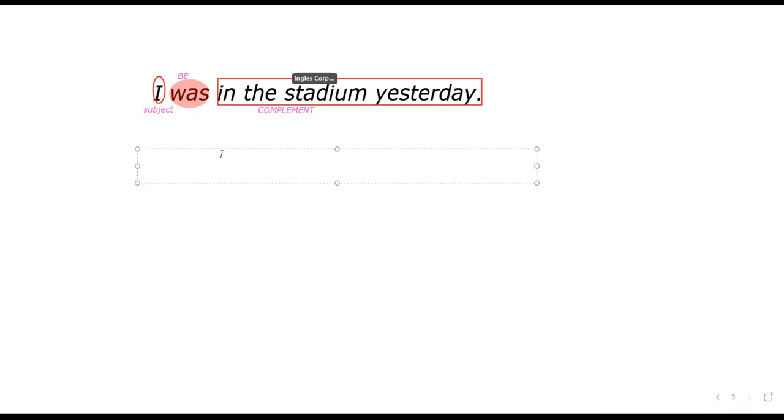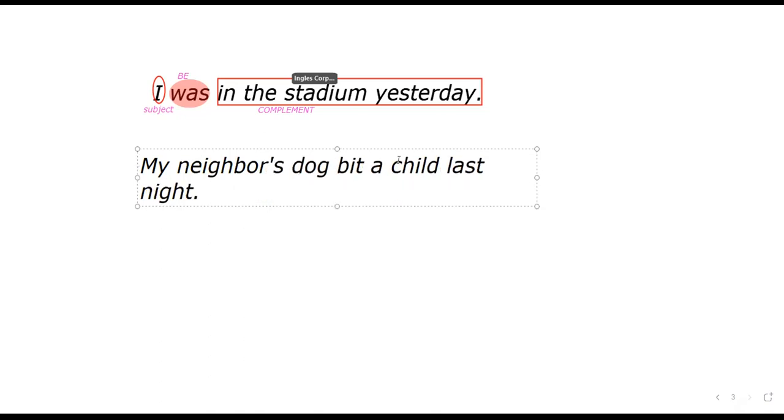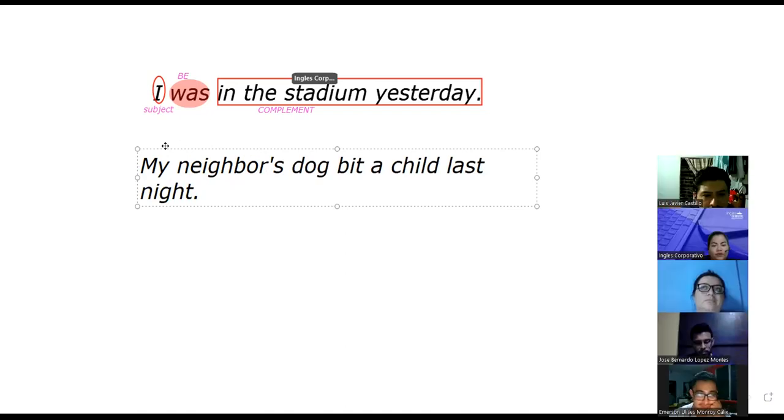My dog beat a child last night. No, well, not my dog. My neighbor's dog. Mis perritos no. La nieve sí, del vecino. My neighbor's dog beat a child last night. Esto es cierto, chicos. Esto es cierto. Right? So we got there.